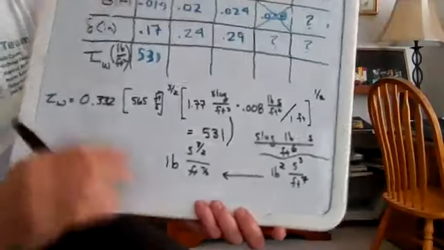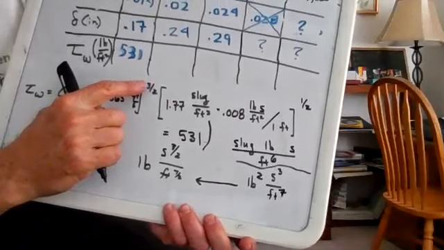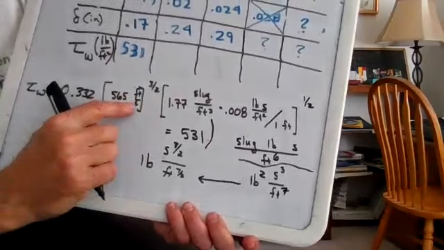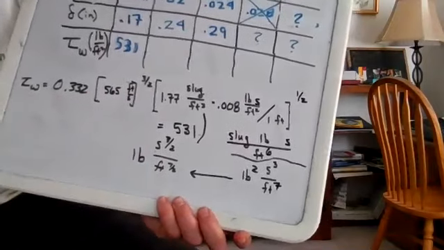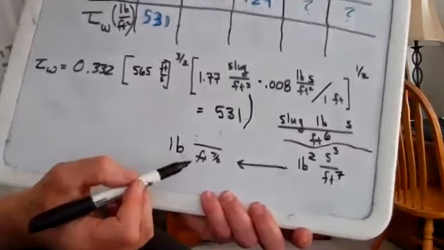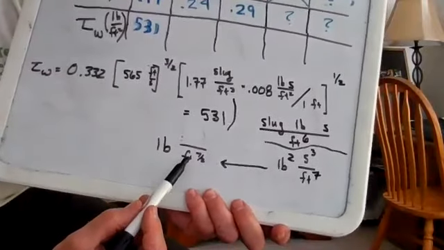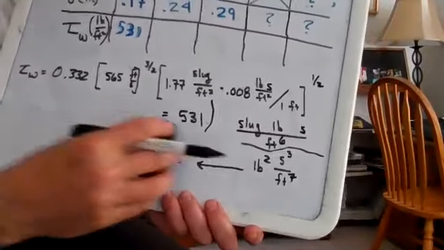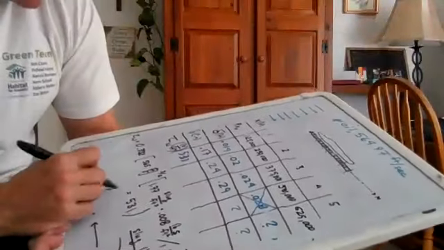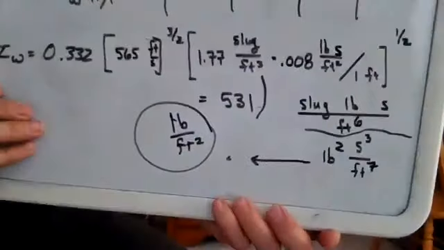Well, if you combine what we get over here from this square root term, we've got a foot to the 3/2, and we have a second to the 3/2 in the denominator. Well, this second to the 3/2 cancels that second to the 3/2, and that ends up being gone. And then feet to the 7/2 divided by feet to the 3/2 ends up being feet to the 4/2 in the denominator, and that's feet squared. So our units end up being pounds per foot squared, which is what we want for shear.